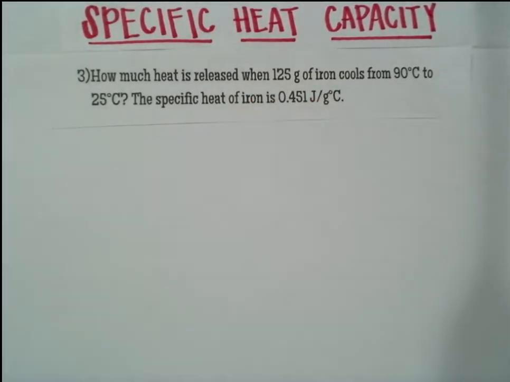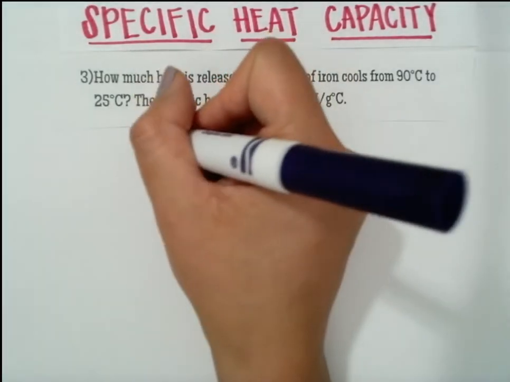Here is our third example. How much heat is released when 125 grams of iron cools from 90 degrees Celsius to 25 degrees Celsius? The specific heat of iron is 0.451 joules per gram degrees Celsius. So again, we're still going to be using Q equals MC delta T.